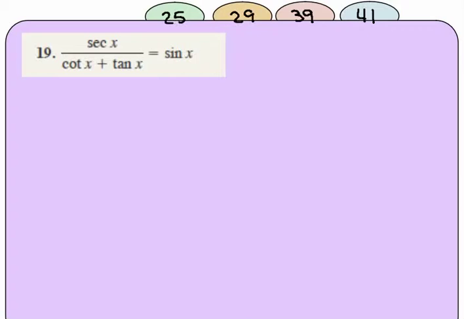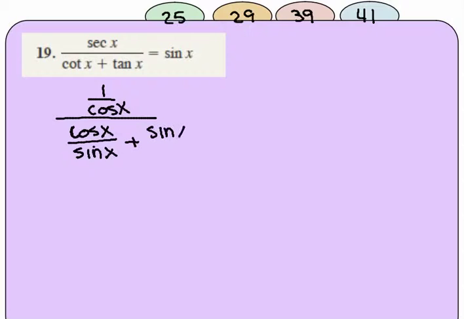My first suggestion for solving any of these is going to be trying to convert these into sines and cosines, and then work with stuff from there with all of our algebra tricks we know. So in this case, we're going to end up with a 1 over cosine x on top, and then we're going to be over a cosine over sine instead of cotangent, plus sine over cosine for our tangent.